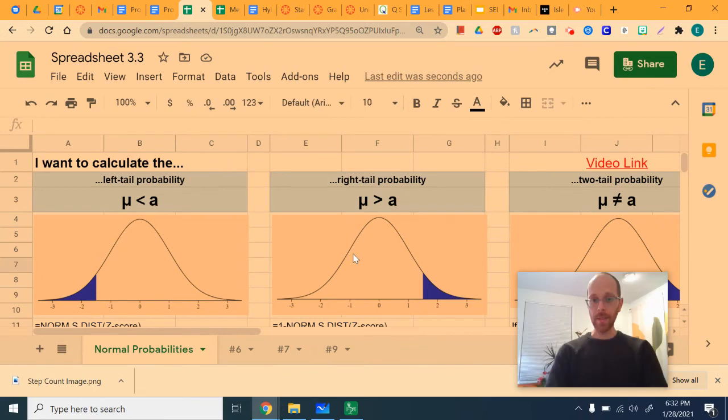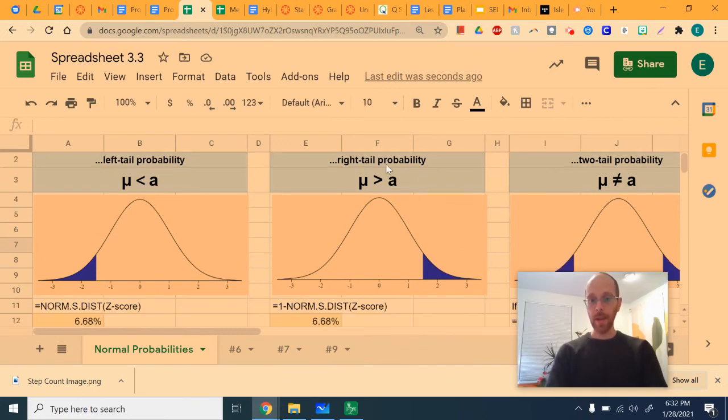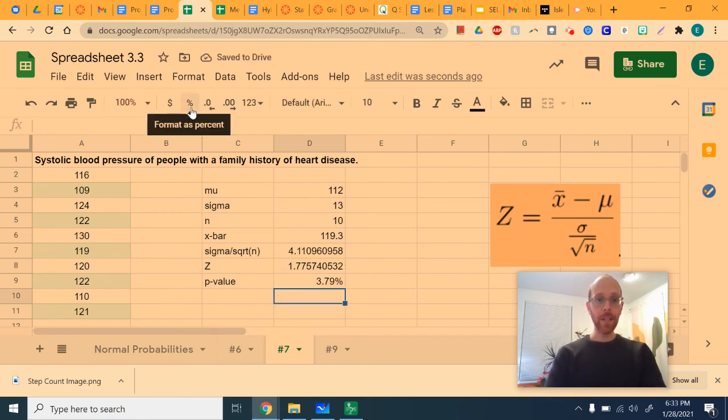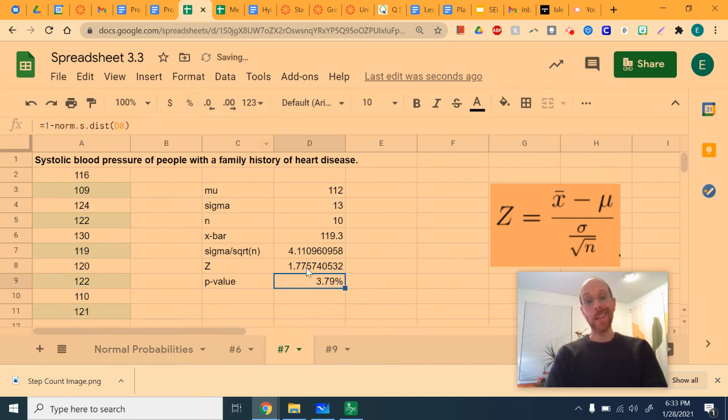Now, this is a right-sided test, like this one right here. We know that it's a right-sided or right-tailed test because we're theorizing that the blood pressure is higher. So we need to use the 1 minus NORM.S.DIST formula. So I'm going to come right here and write equal sign 1 minus NORM.S.DIST of the z-score that is in the cell right above. And there's our p-value. Now, I already changed it to a percent here. So our p-value is 3.79.